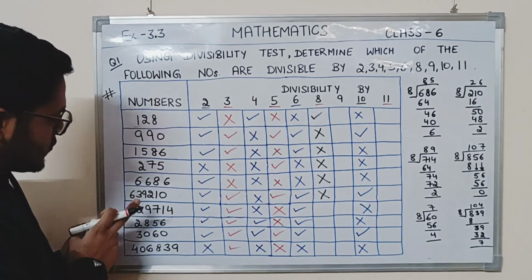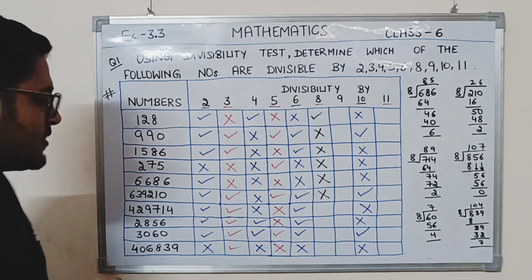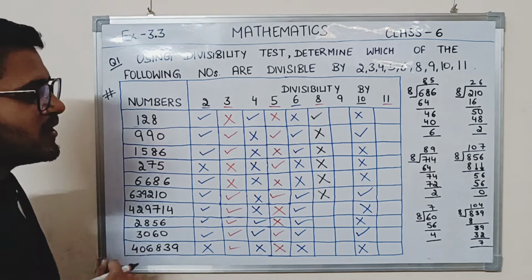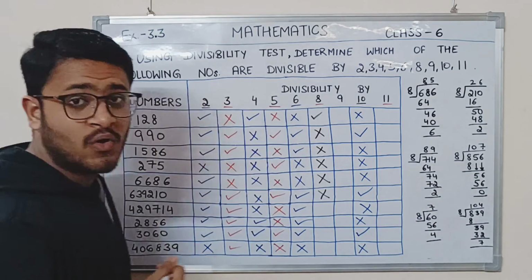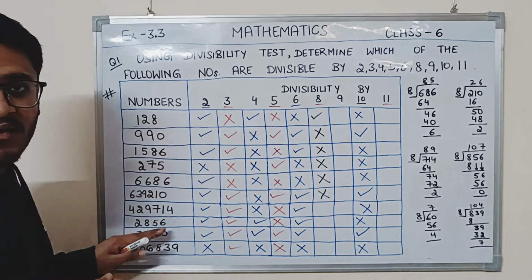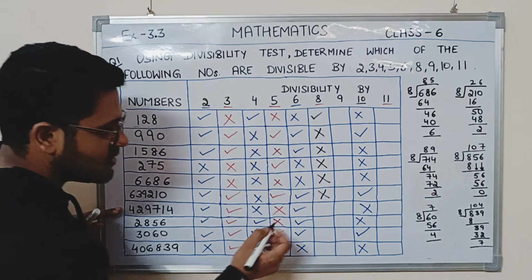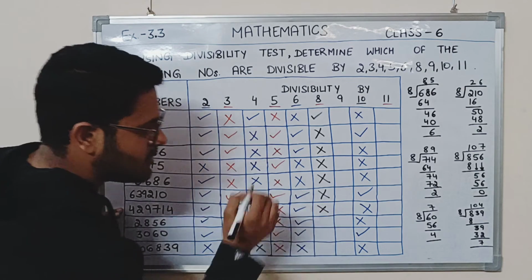Next is 4,29,714. Last three digits 714. Let's divide 714 by 8. We get a remainder of 2, which means 714 is not divisible by 8. Therefore, this whole number is not divisible by 8.